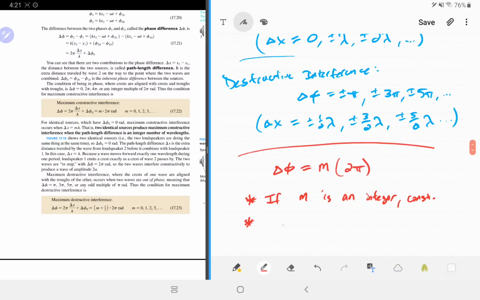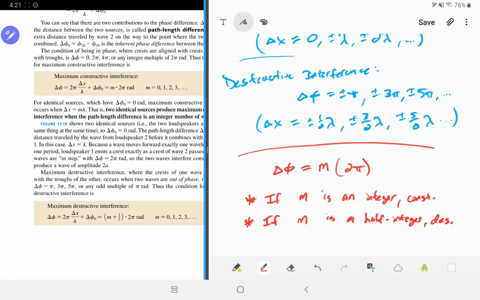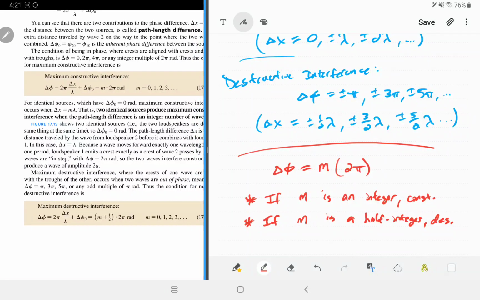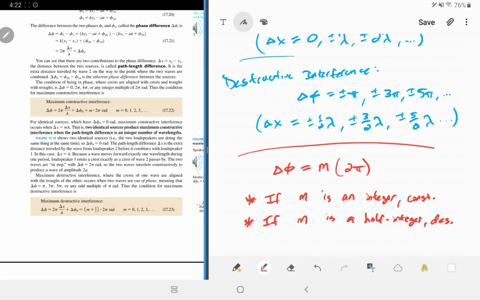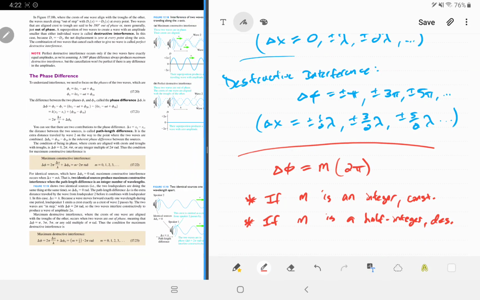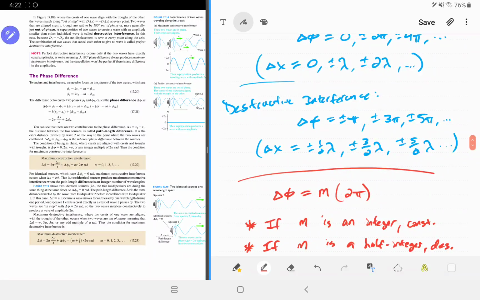And if m is a half integer, so by that I mean plus or minus 1 half, plus or minus 3 halves, plus or minus 5 halves, etc., then we have destructive interference. So your book instead has 2 different formulas, and what they mean by m is different. I think it gets really confusing that way. I like to just have one equation and then solve for the value m. That's saying how many cycles they're off from each other. So if they're off by a perfect number of cycles, then they're constructively interfering. If they're off by a perfect number of half cycles, then they destructively interfere perfectly. Okay.